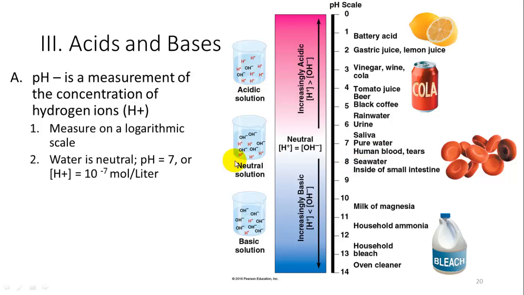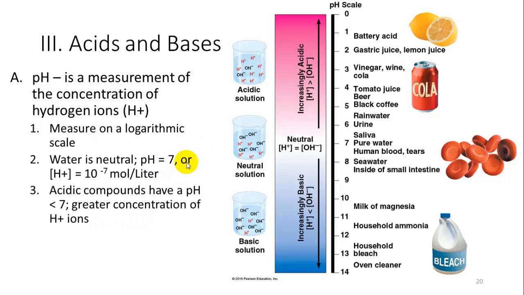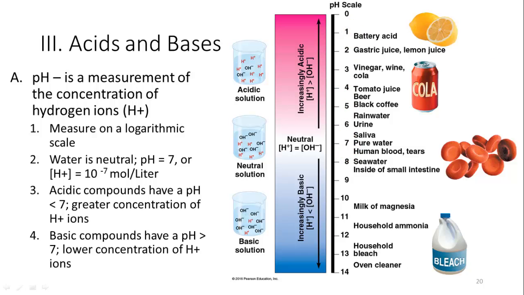Water is neutral, meaning it has the same number of hydrogen ions as hydroxide ions, and that's pure water at least. It has a hydrogen concentration of 10 to the negative 7th mole per liter, and we will talk about what these calculations mean in class. It may not make sense right now, but we'll go into more detail in class. Acidic compounds have a pH less than 7, so anything 7 or below, 6, 5, 4, 3, 2, 1, those are all acidic. Basic compounds have a pH greater than 7.